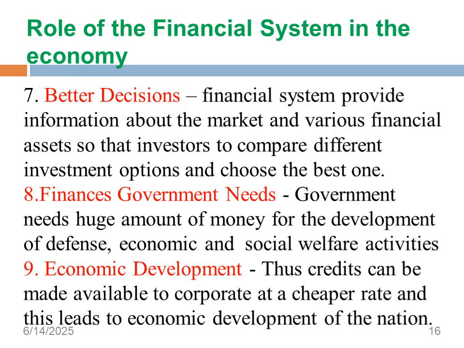The other is better decisions. The financial system provides information about the market and the various financial assets so that investors can compare different investment options and choose the best one. Access to accurate financial data and analysis helps individuals, businesses, and the government make informed decisions about saving, investment, and spending. Example, investors use financial reports and market analysis to decide which stock to buy. This is how they can make better decisions.